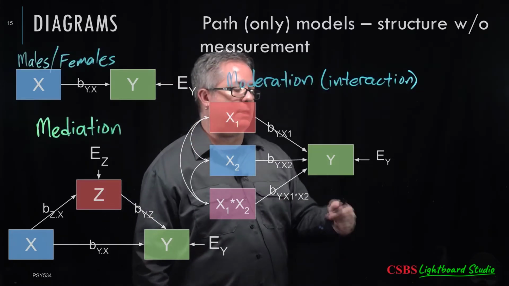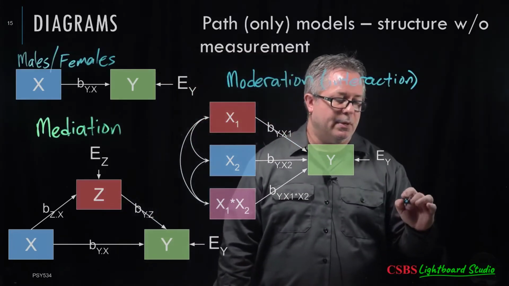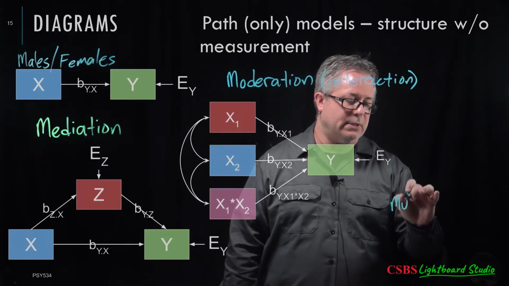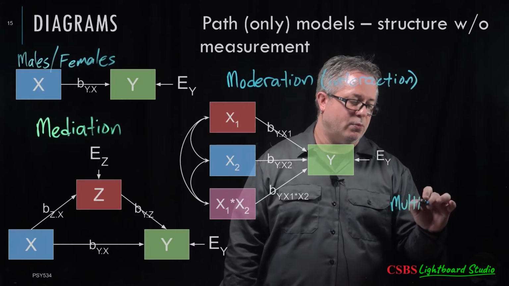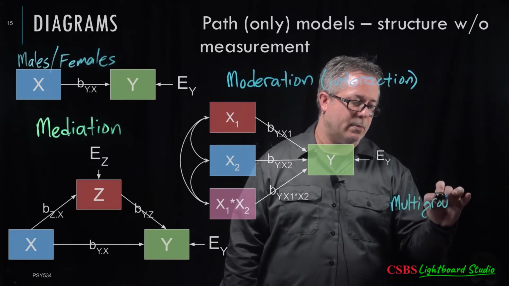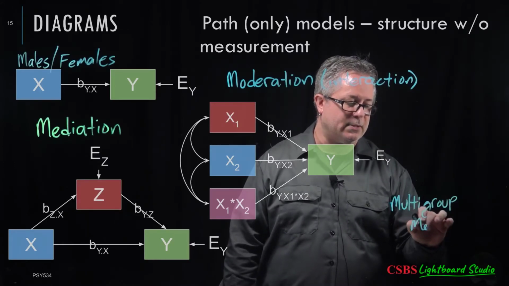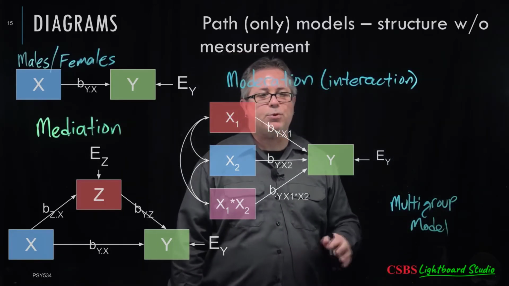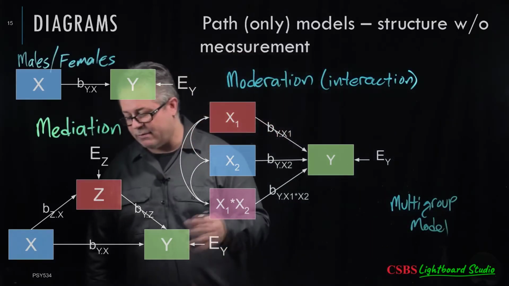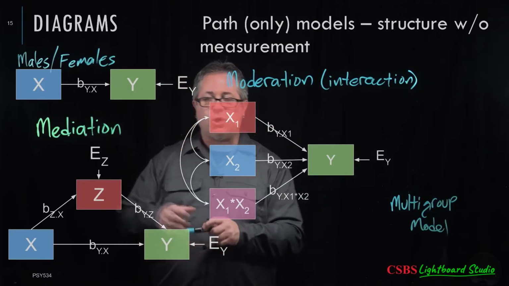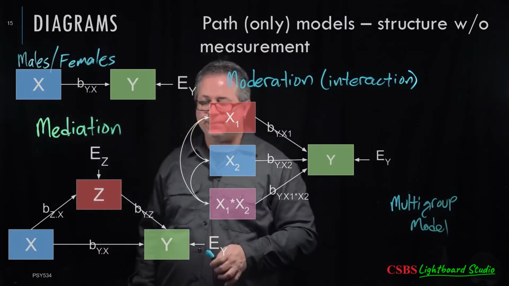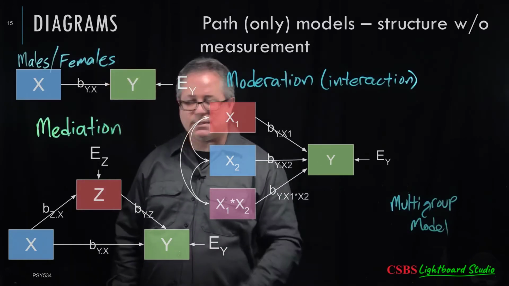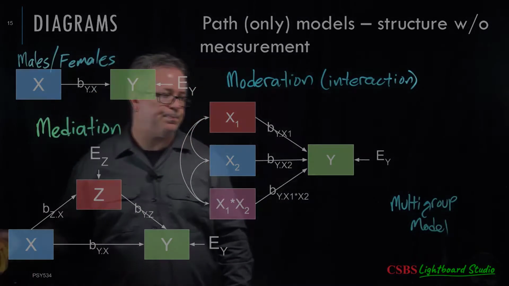And we can do that in SEM through a process called a multi-group model or multi-group analysis. You can actually establish these models in multiple groups and then compare them to see if there are significant differences across these coefficients. And that's a very different type of hypothesis than we're used to.